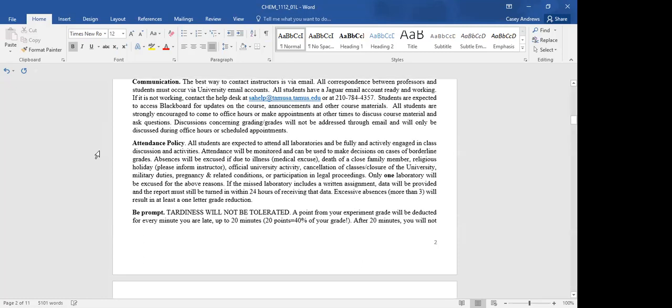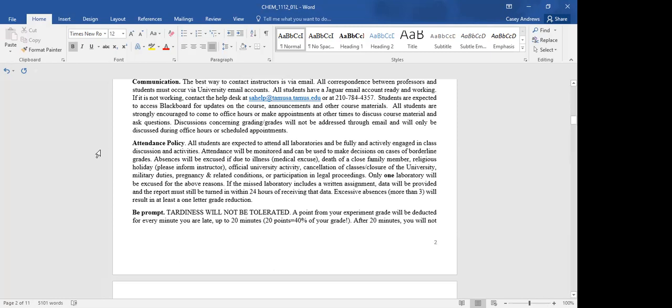So attendance, you are expected to attend every single in-person lab. And if you have some kind of illness, death of close family, religious holiday, let me know, and we can excuse one lab period for that. However, if you have to miss more than one lab, then it's going to start counting against you. If you miss more than 3, you'll be heavily penalized.